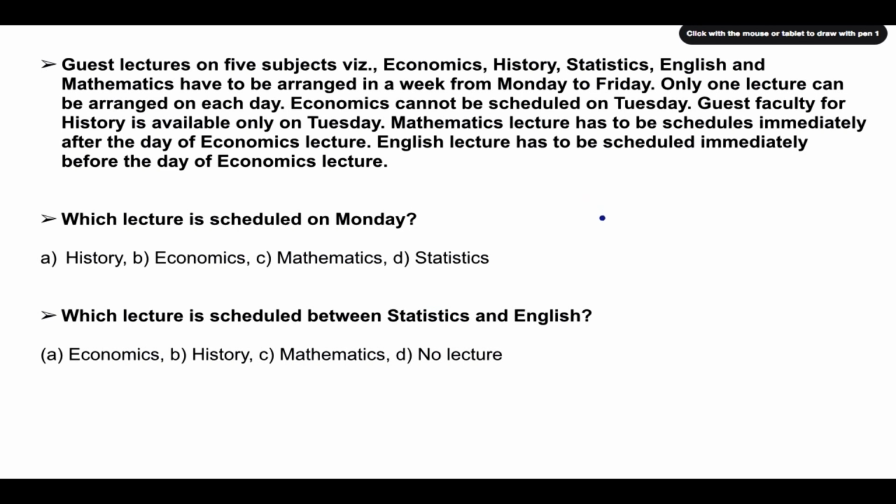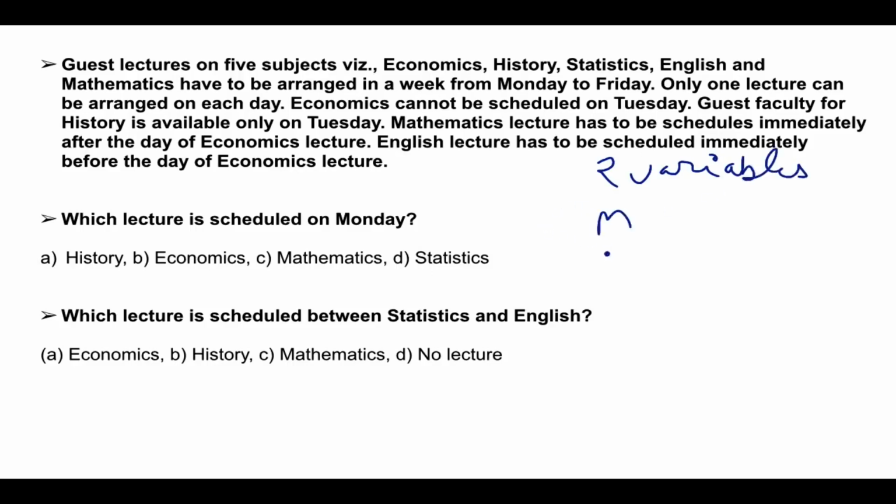So there are guest lectures on 5 subjects. There are 2 variables in this, so we have to just relate these variables to each other. One is Monday, then Tuesday, Wednesday, Thursday and Friday, and the lectures. Only one lecture can be arranged on each day. Obviously economics cannot be scheduled on Tuesday. History is available only on Tuesday, so history goes here. That is the only place.